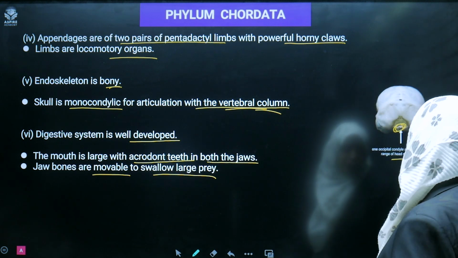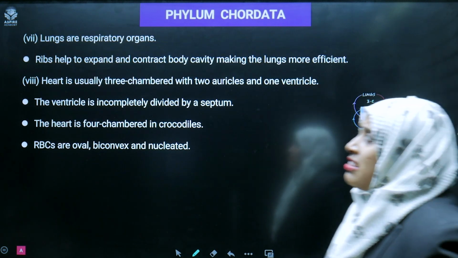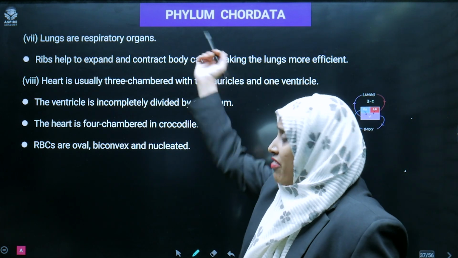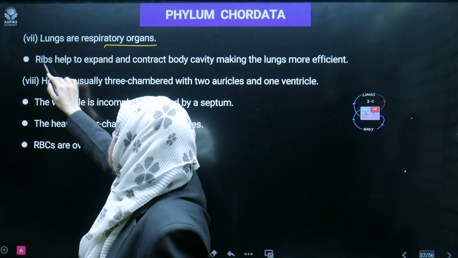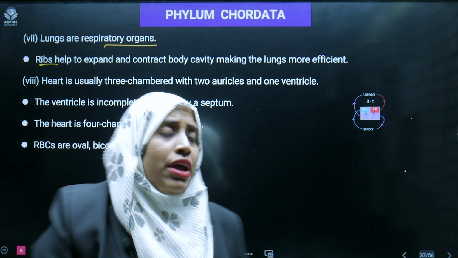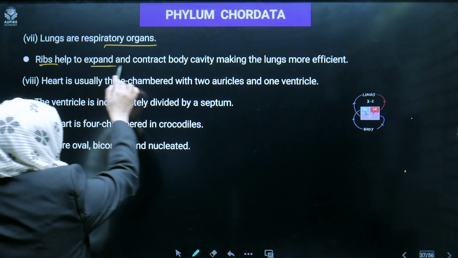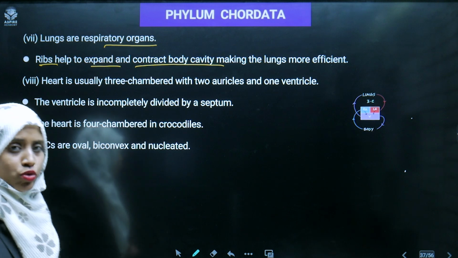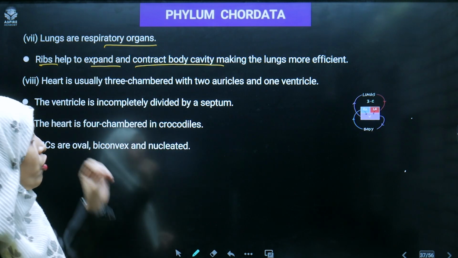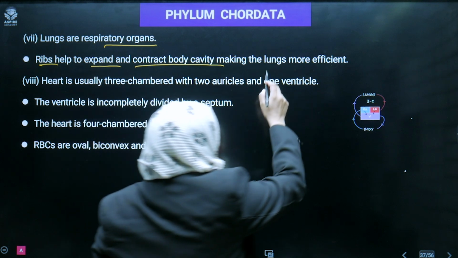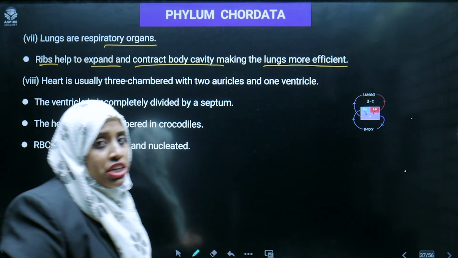Yes. Now, the lungs are also here. Reptiles have lungs. They are the respiratory organ. Ribs of reptiles help them to expand and contract the body cavity. So, it is all because of the ribs that the expansion and the contraction of the body cavity is possible, making the lungs more efficient.